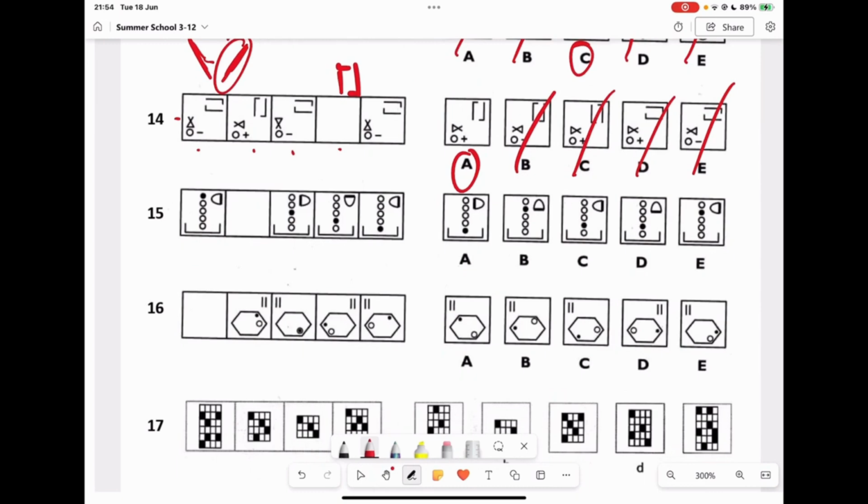Okay, question 15, we can see that the dot is going to be at the second highest point, so it can't be A, C, or D. And then we can see that the point here in the top right is also rotating by 90 degrees each time, 90 degrees clockwise. So the answer will be B.